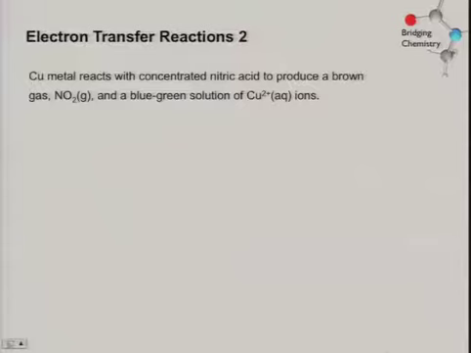So, what I want to do then is to start today's lecture by looking at this reaction. So copper metal reacts with concentrated nitric acid. It has to be concentrated too. If you just have dilute nitric acid, even though it's still a strong acid, the reaction doesn't work the same. So that's interesting. Copper metal reacts with concentrated nitric acid to produce a brown gas, which is NO2, and a blue-green solution of copper 2+ ions.